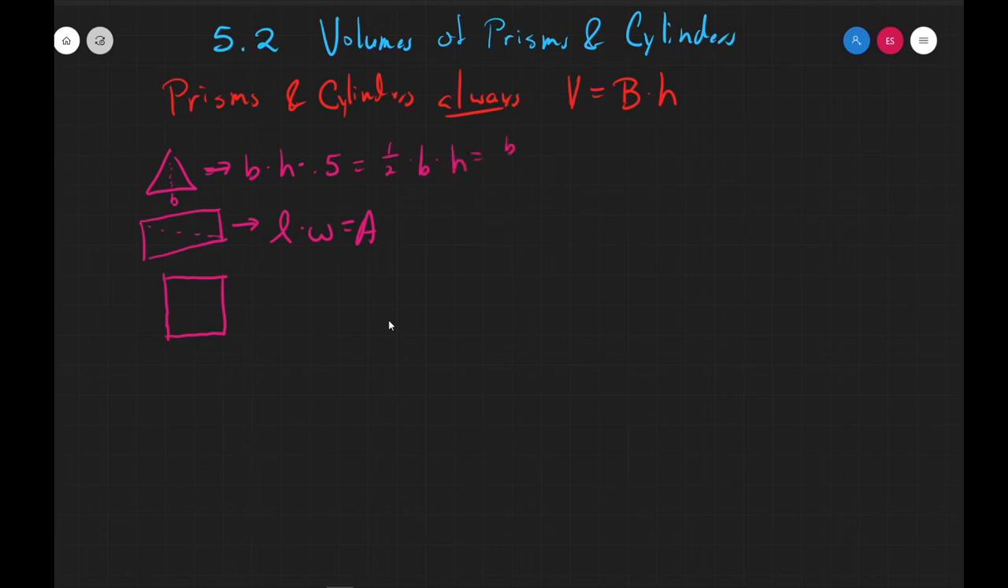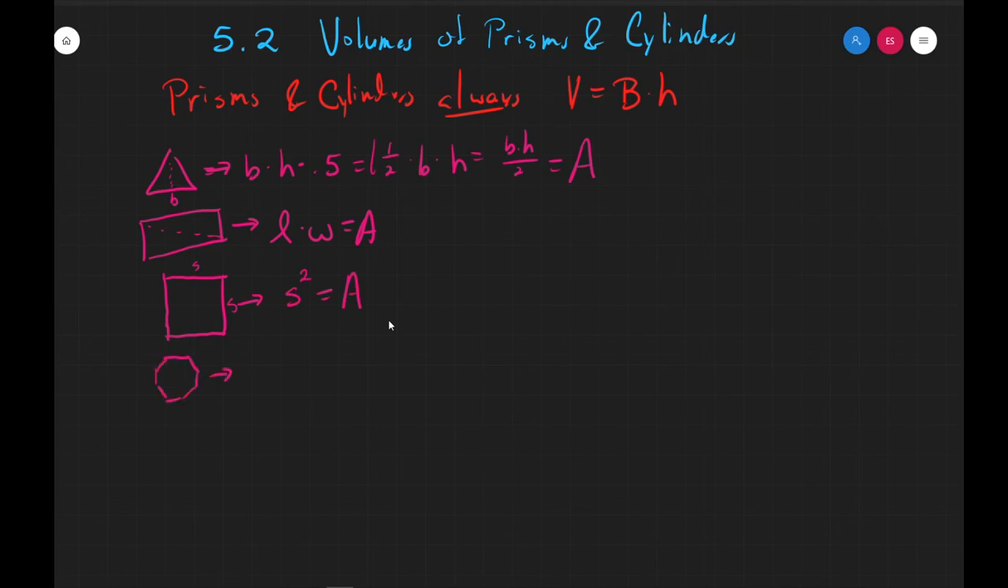or base times height over 2. These are a bunch of different ways that you may have seen the area of a triangle written. So base times height divided by 2 will be the area of a triangle. A rectangle is going to be length times width, and then if we go for a specific kind of rectangle, which is a square, where all the sides are the same length, instead of length times width, we're going to take a side and multiply it by itself. So a side squared is going to be our area for a square.